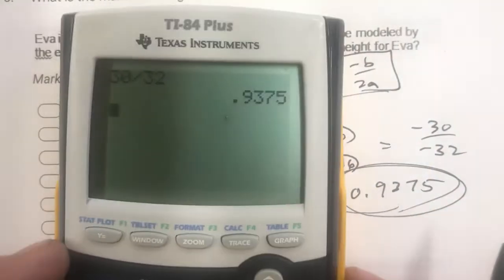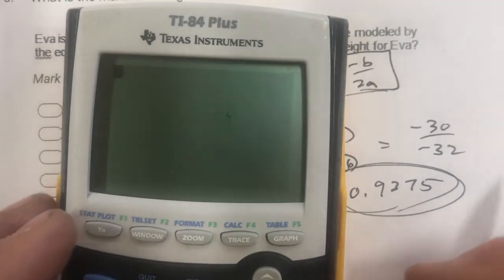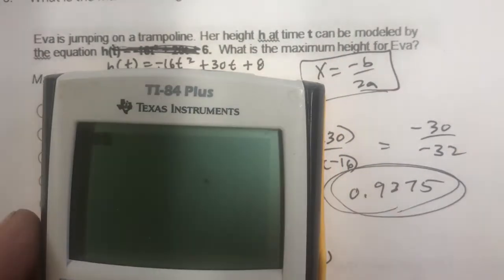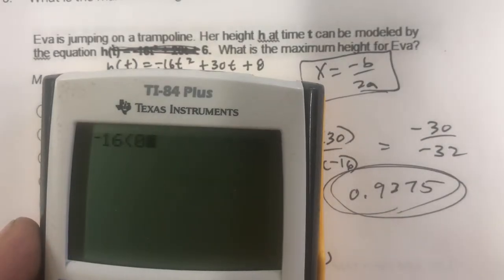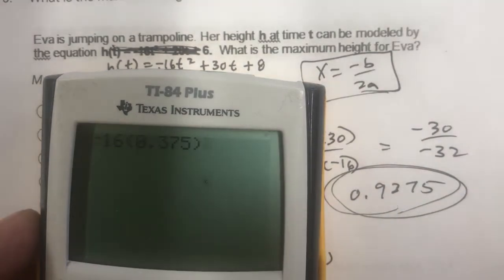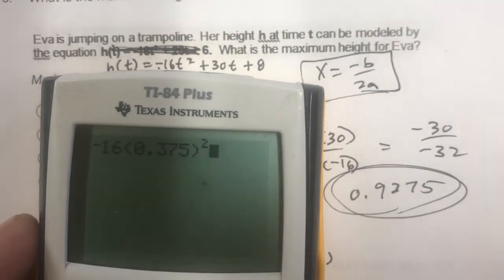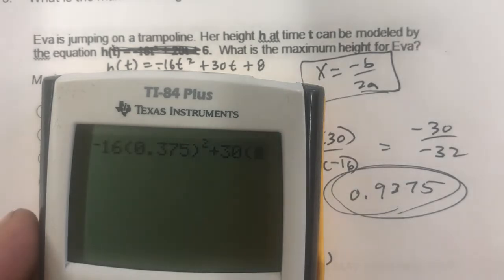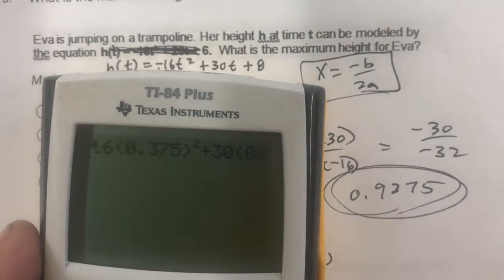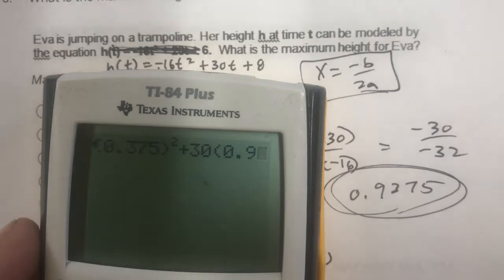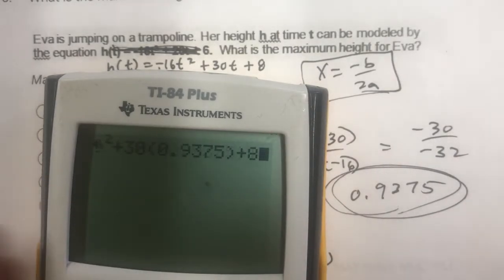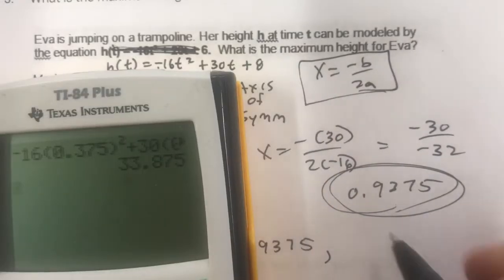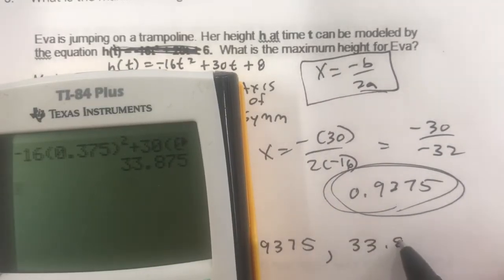So let's do this here. Okay, so I'm going to have negative 16, and then I'm going to have 0.375, and that's squared, and then plus 30, and then I got 0.9375, and I got plus 8. And there you go, 33.875.